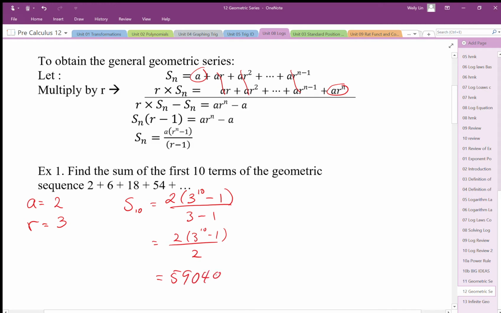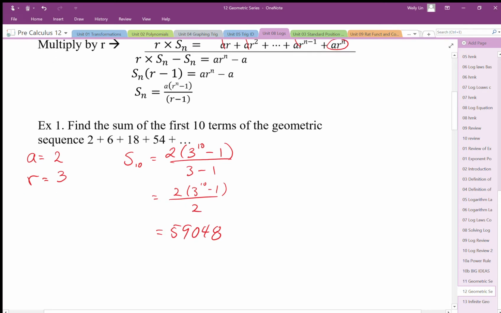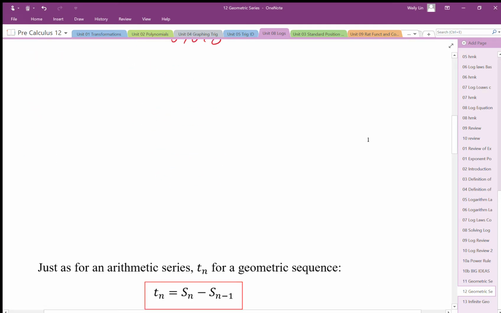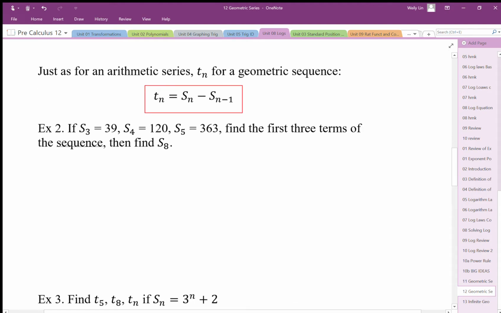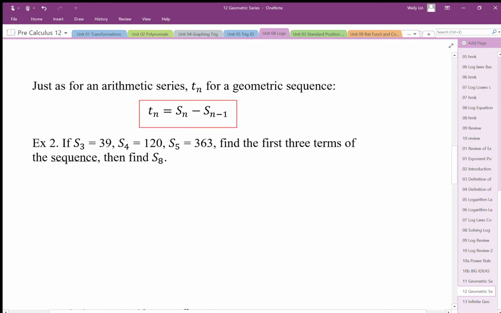Okay, so that is the sum of the first 10 terms, and that seems reasonable because I'm getting very big very quickly with geometric sequences. Okay, so that's generally the geometric sequence. Now just try to understand how the algebra works for geometric sequences.